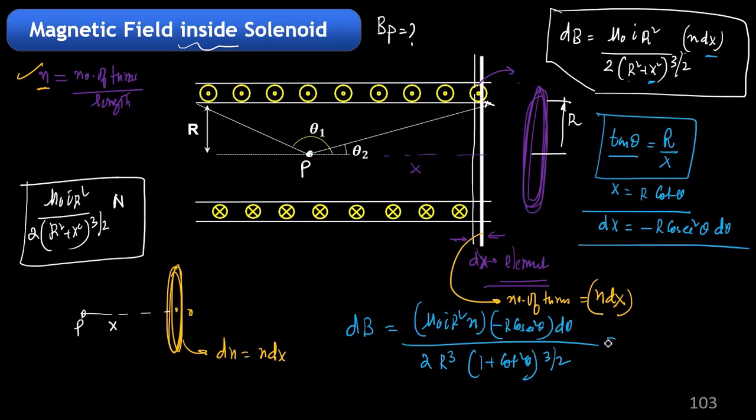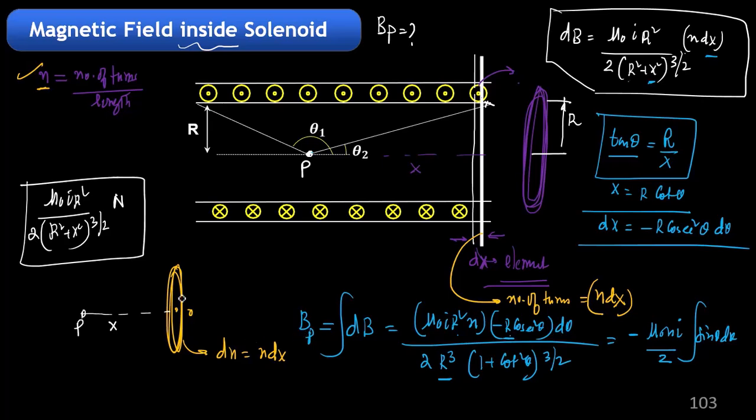So if I rearrange it, the minus sign is there: mu naught into small n into I, and R square with R cube cancels out, so I am left with mu naught n I by 2 into 1 by cosec, meaning sin theta d theta, integration. So that will give the value of B at point P.